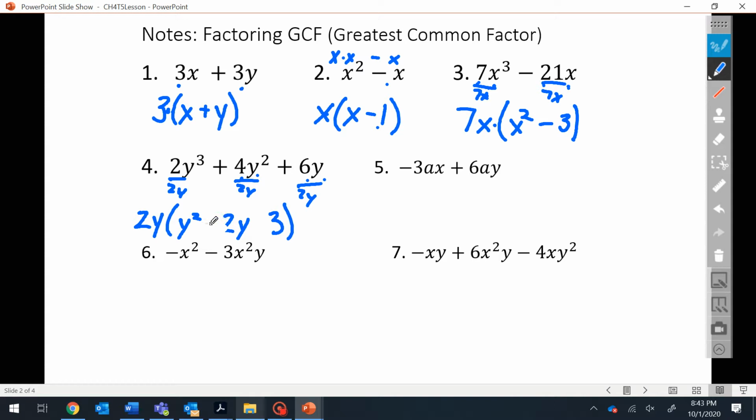So our factored form would be 2y, parentheses, y squared plus 2y plus 3. We could check this. 2y times y squared, 2y cubed. 2y times 2y, 4y squared.